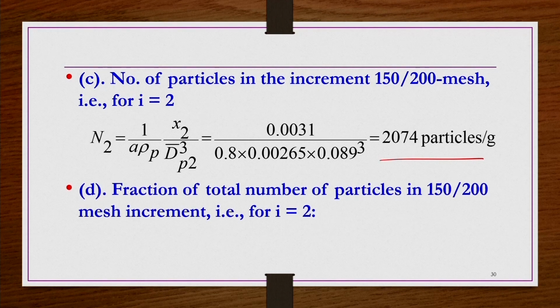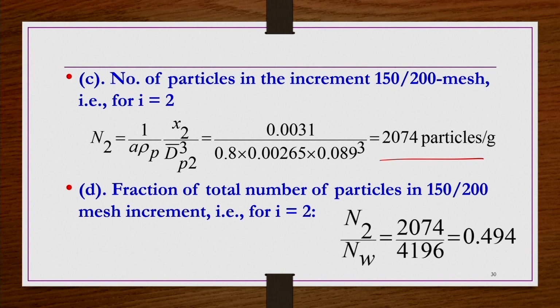So, the fraction of the total number of particles in 150 by 20 mesh is nothing but this 2074 divided by 4196, that is 49.4, almost 50% of the particles are in the 150 by 20 mesh increment. That indicates that the sample has many finer particles, almost 50% of the sample is finer material. Okay, this is how one has to do the problems.